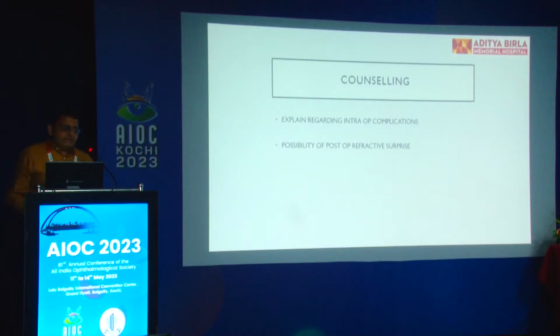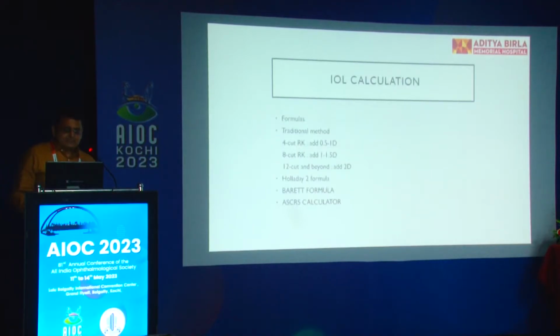Counseling regarding the intraop complications and possibility of post-op surprises. With the Barrett-Truquet formula and ACRS calculator, even post-RK calculation is almost accurate. But in case you are not able to access these, then the traditional method of adding 1 diopter for 4 cut RK, 1.5 for 8 cut, and 2 diopters for 12 cuts and beyond still holds okay. The astigmatism doesn't change. So in the counseling, you have to promise the patient that the spherical would be as near as 0, but the cylindrical value would not change unless they opt for toric.